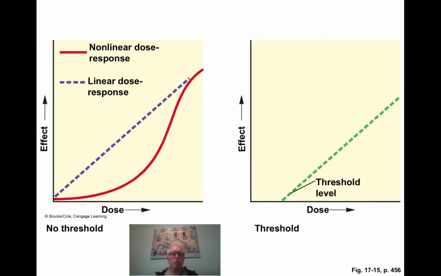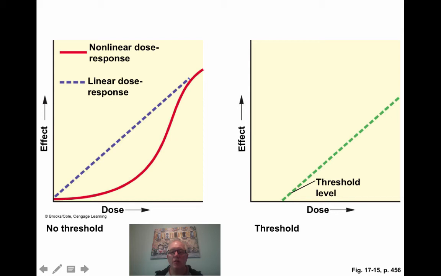This is the idea of threshold and no threshold. On the left you see there's no threshold, and that means that there's an immediate effect. So right from the beginning you're feeling an effect. Maybe it takes a little while with a nonlinear dose for it to really start affecting you. On a linear dose, if you double your amount, you're doubling the effect. Triple the amount, triple the effect. So that's the idea of the linear and nonlinear no threshold and threshold setups.